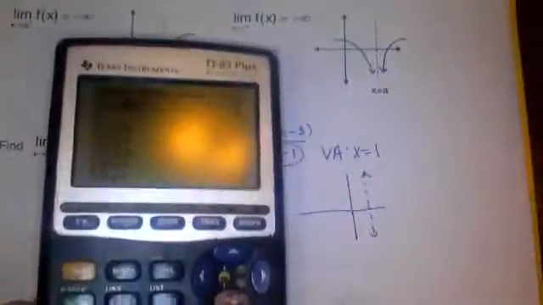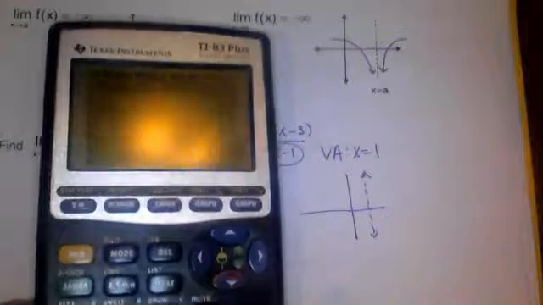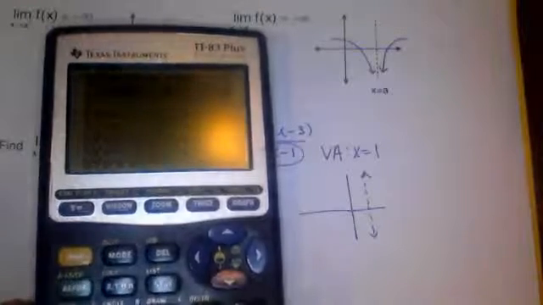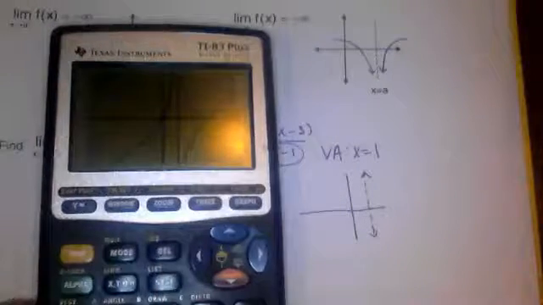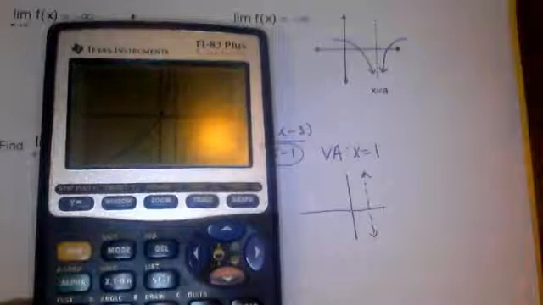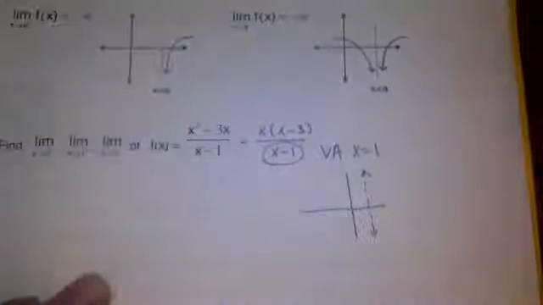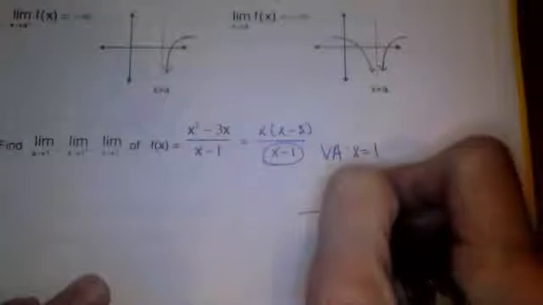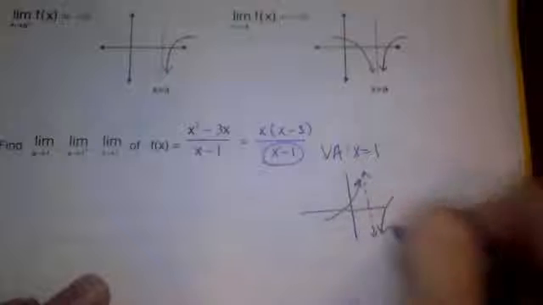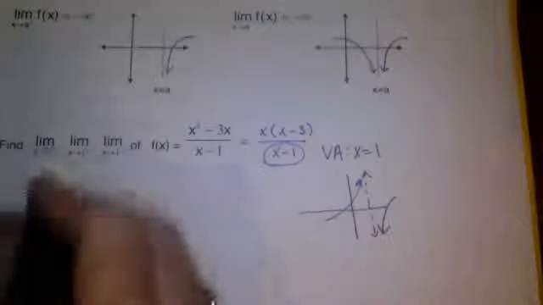Alright. So anyway, here's my function. Just typed in that function. Here's my graph. So as I come in towards that asymptote, on the right hand side it's going up, on the left hand side it's coming down. So that's what these limits are asking me.